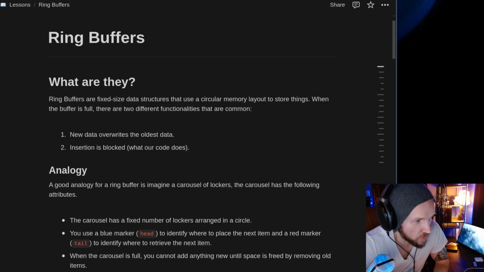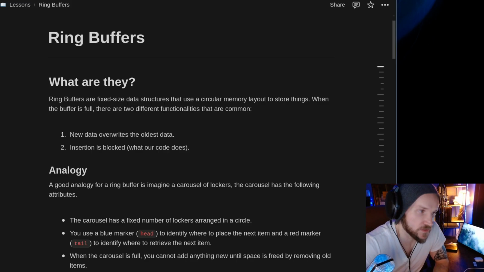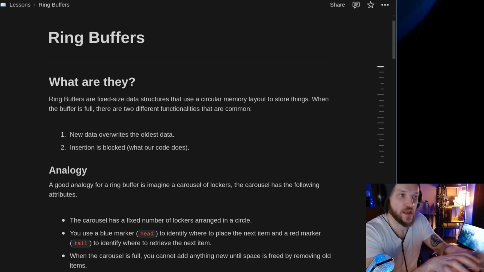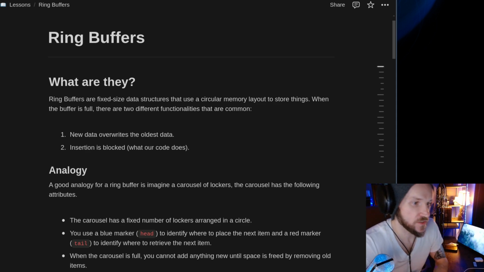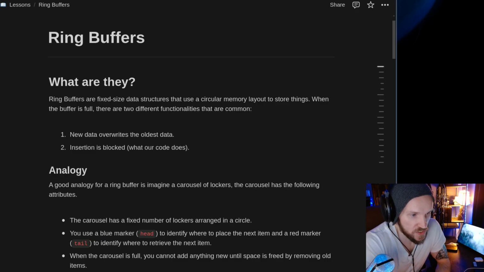So ring buffers, what are they? They're fixed size data structures that use a circular memory layout to store things. You can kind of envision taking a queue and wrapping it on itself until the head and the tail touch each other. There are two common functionalities with ring buffers: either new data overwrites the oldest data, or insertion is blocked. And that's what our code is going to do. It's going to block the insertion. It is very easy to change it to overwriting. You basically just flip the head and the tail. It's not a big deal.